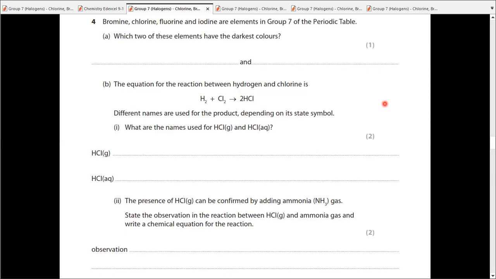But remember, the trend is the elements on the top of the periodic table are lighter or paler in color as compared to the bottom. As you go from top to bottom in the group, the color gets darker. So the two bottommost elements mentioned, bromine and iodine, would have the darkest colors. If astatine was mentioned, astatine and iodine would have the darkest colors. Then we won't choose bromine. Keep that in mind. The more towards the bottom you go, the darker the color of the halogen is. That's the trend. Okay, moving on.